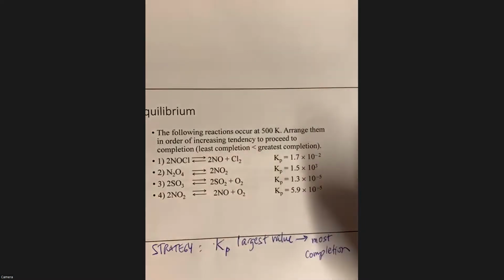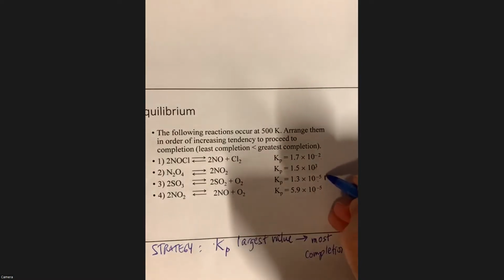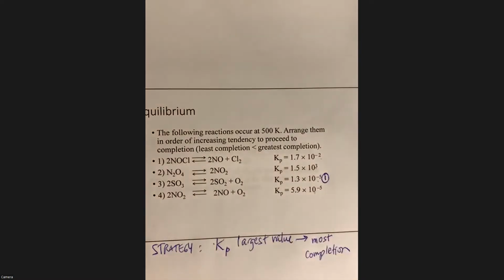So which of these has the smallest value? I have 1.7 times 10 to the negative 2, 1.5 times 10 to the 3, 1.3 times 10 to the minus 5, 5.9 times 10 to the minus 5. So which of those is the smallest value? That's right, this one here. So that's number 3 that has the smallest value.